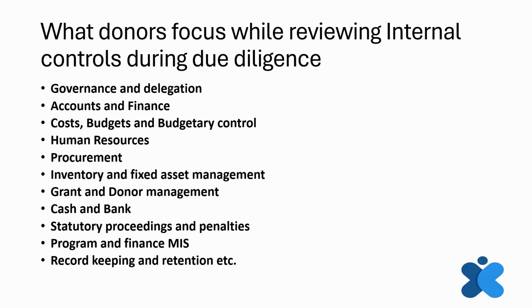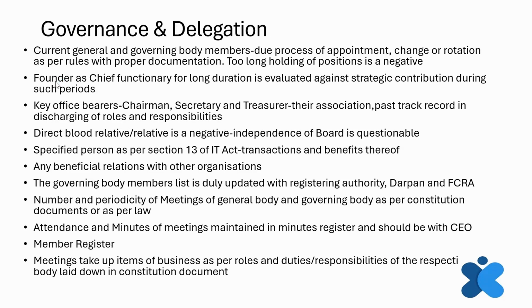So I go to the first area, which is governance and delegation. Please be with me in terms of understanding each of these points, because these are points that have come out of having conducted due diligence in various internal control areas. Now, what is it that the constitutional document talks about in terms of, for instance, if you have a society or you have your Section 8 company, what's the general body and the governing body constitution?